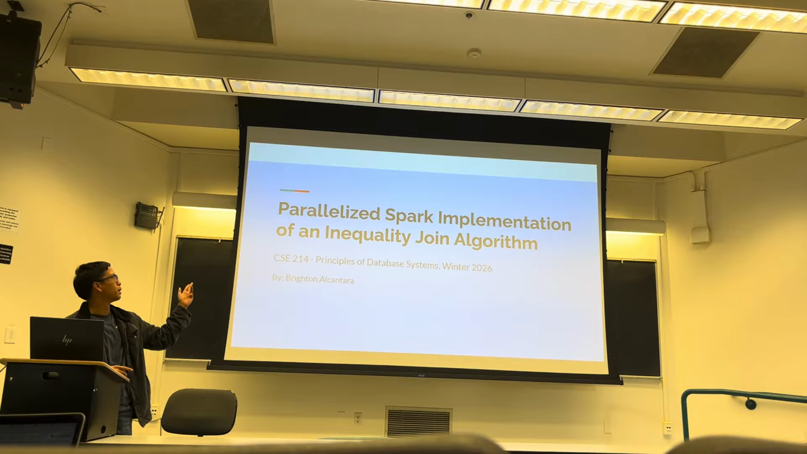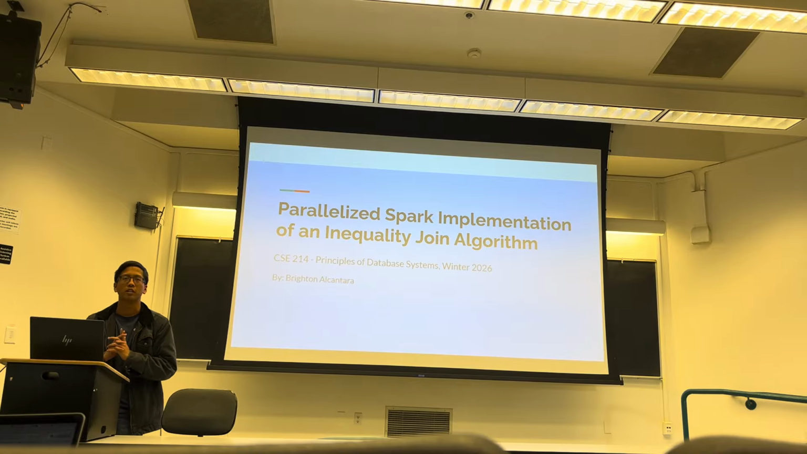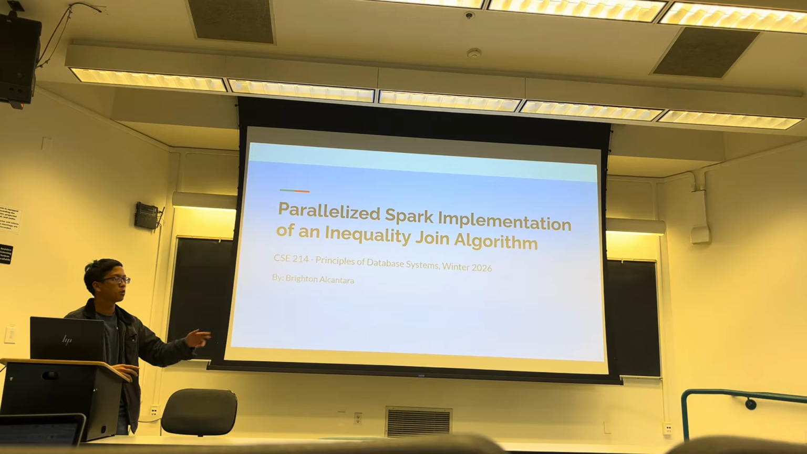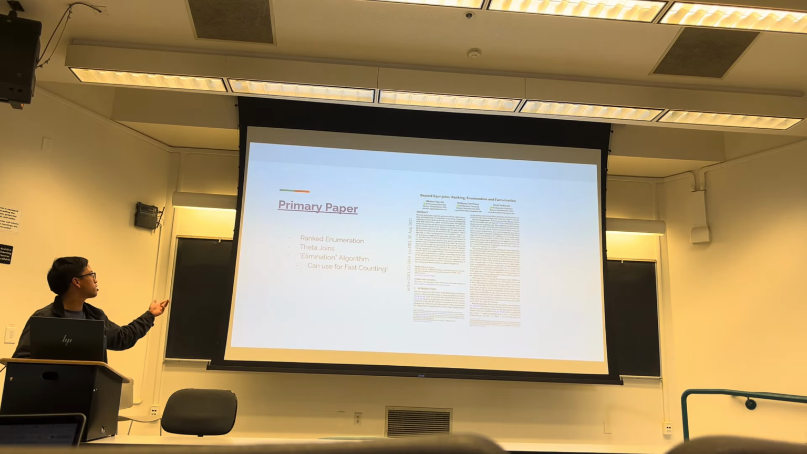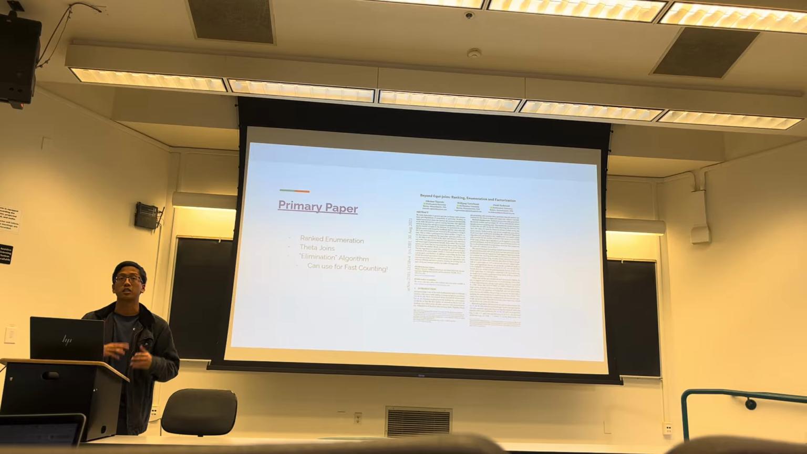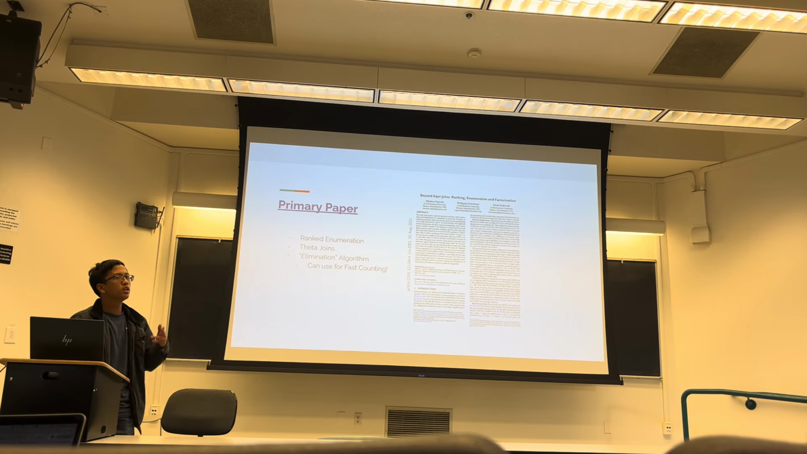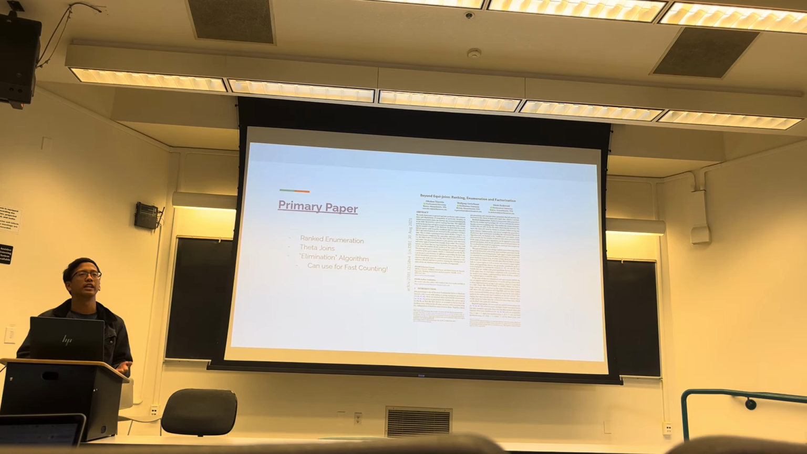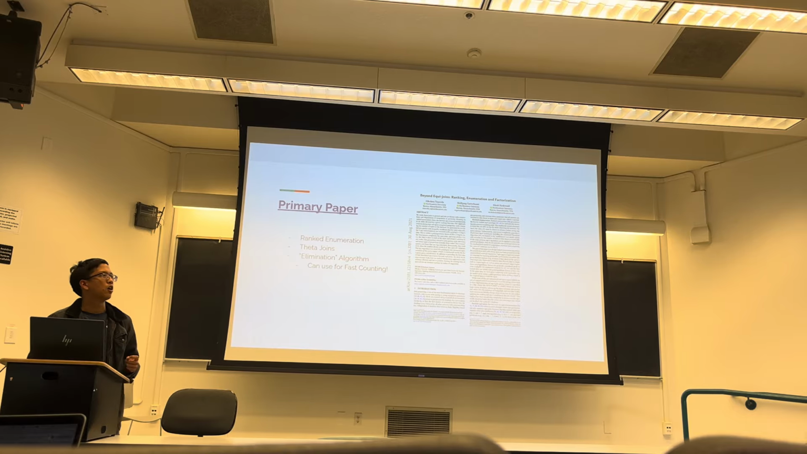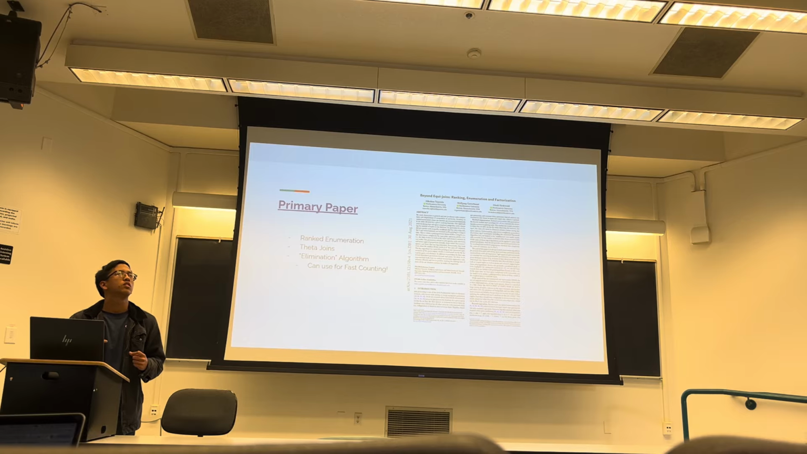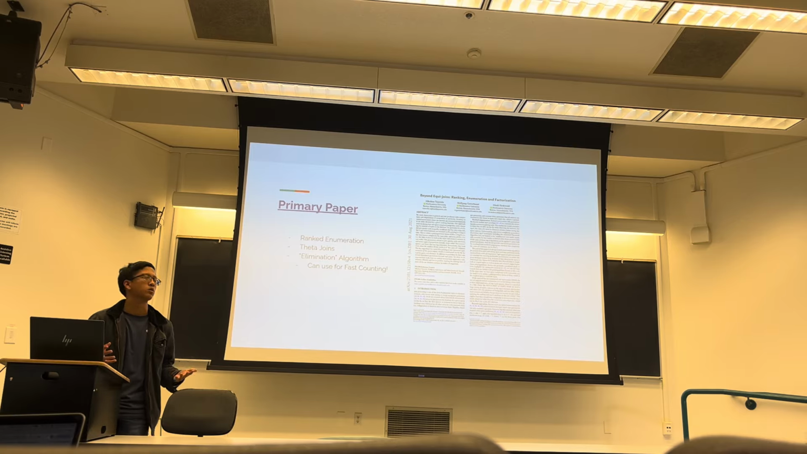So my project and paper is entitled Parallelized Spark Implementation of an Inequality Join Algorithm. The paper that this is based on was actually worked on by Nicholas himself. It talks about something called ranked enumeration. It talks about data joins, so that can include inequality joins, and then an elimination algorithm. And this elimination algorithm works with inequality joins, right?